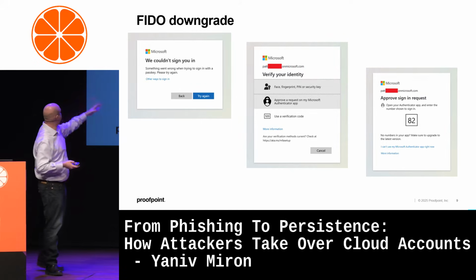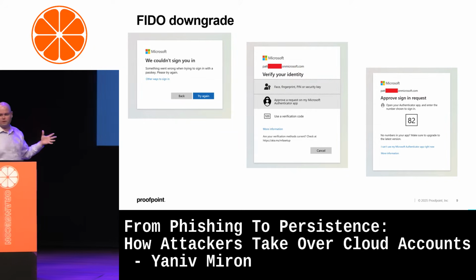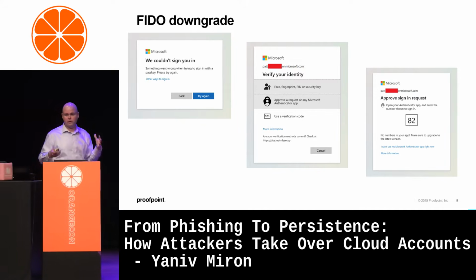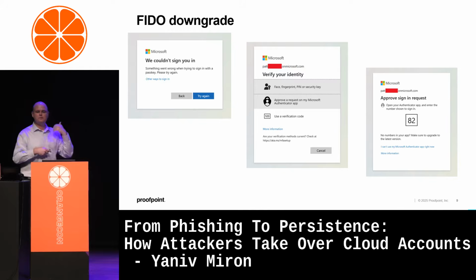So what we can see here in those three steps, on the top left, you can see that my phishlet, so that's the response from a Microsoft account when trying to log in with my phishlet. It says we couldn't sign you in. So that's the first step of me forcing the user not to use FIDO.